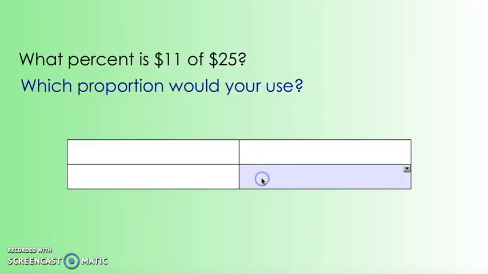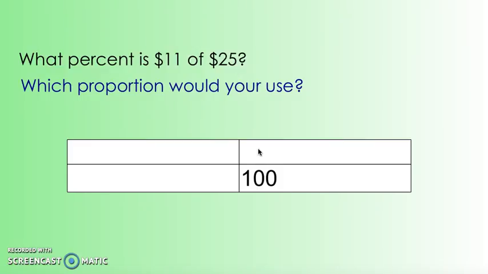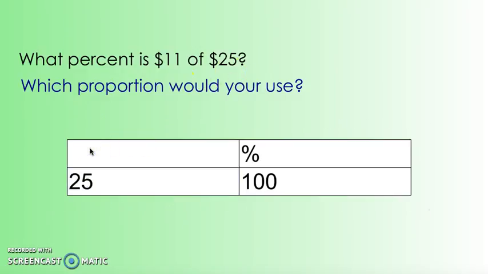Okay, so we know 100, that goes in there. We don't know the percent again, so I'm going to put a percent sign. But if we follow the words, is 11 of 25, remember to find the whole number, you look to the right of the word of. So our number is 25, and then is 11.